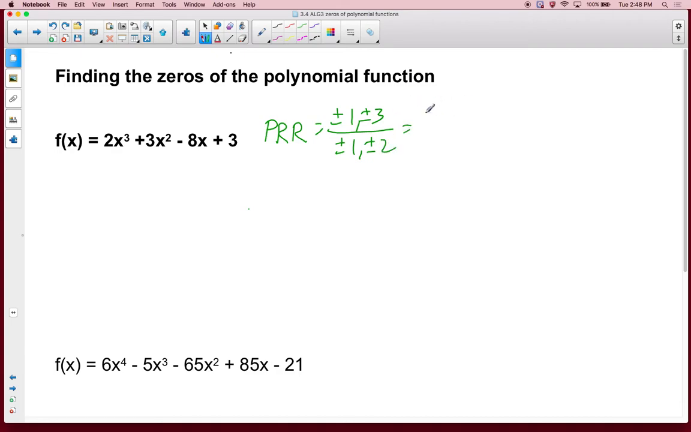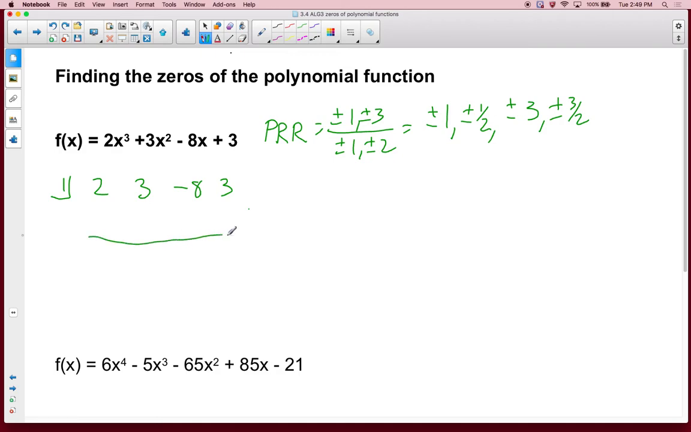So I'm now going to divide. 1 over 1 is 1, 1 over 2 is a half, move to the 3, 3 over 1 is 3, and 3 over 2. So this is what it could be. Now we're going to test to see which one will actually work. You could start with a 1. I'm going to start with the 1 and use synthetic division. I write all of my coefficients: 2, 3, negative 8, and 3.